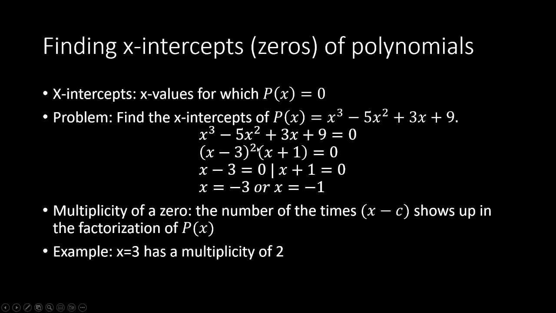The reason for it is that this right here, the x minus 3 squared, is called the multiplicity of a zero. Let's say this thing is called c. Basically, multiplicity of a zero means the number of times x minus c shows up in the factorization of P of x. So here, x equals 3 has a multiplicity of 2 because there are 2 of them. Or you can say this function has multiplicity 2 at x equals 3.